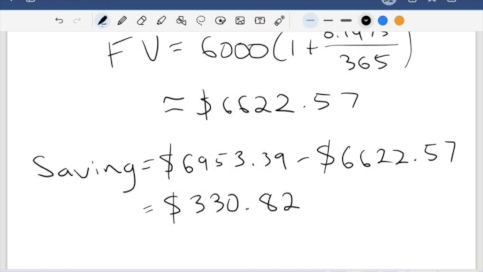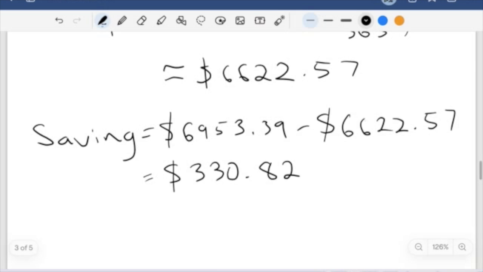And that is going to give me 330.82. This is how we can break down these types of questions when we're comparing different credit card interests here.